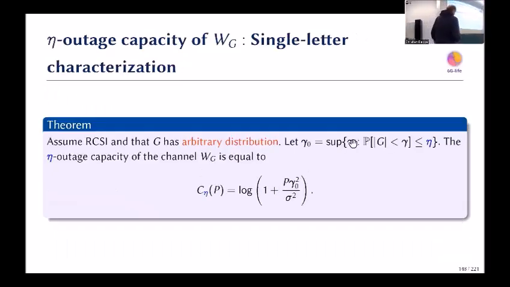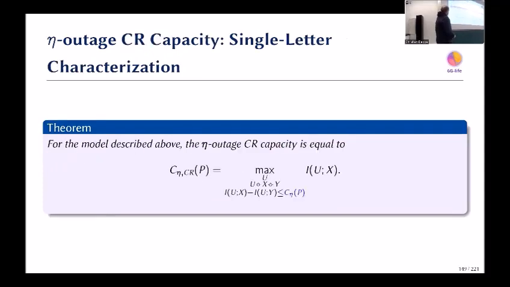And now comes the theorem I want to show you. Here we assume this channel state information G of an arbitrary distribution, and then we show that we have this capacity for the single letter characterization. And the outage capacity is again very similar to the formula which is expected.